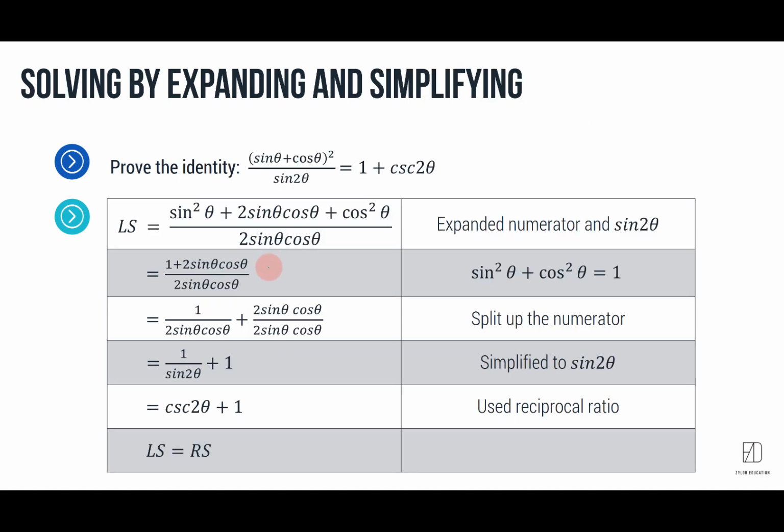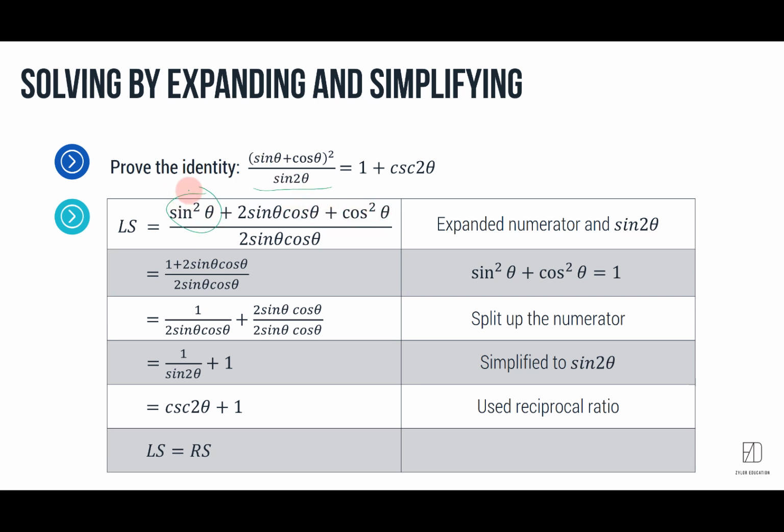So now we're moving on to proving identities by solving and expanding or simplifying. Here we have (sin theta + cos theta) squared over sin 2 theta is equal to 1 plus cosecant 2 theta. We'll start with the left side because it seems like we can simplify it by expanding. So we'll expand the numerator first by using FOIL. So we'll get sin squared theta + 2 sin theta cos theta + cos squared theta.